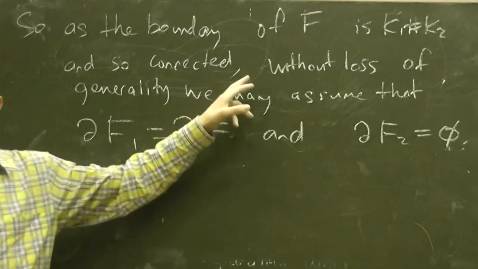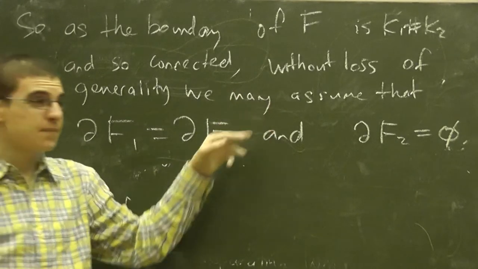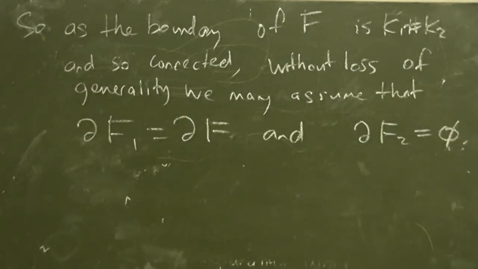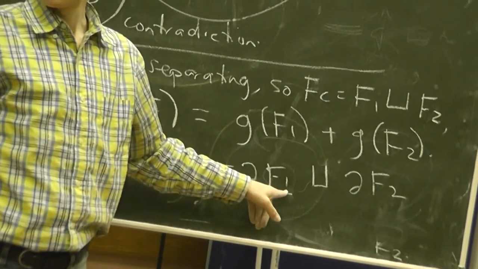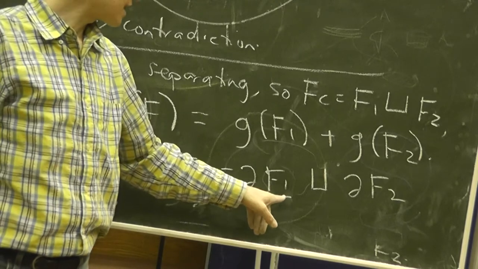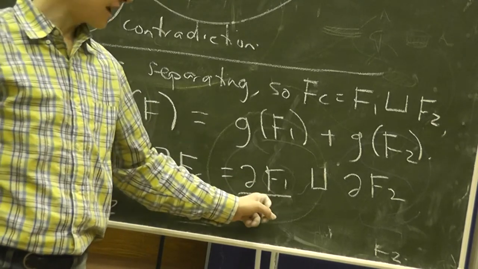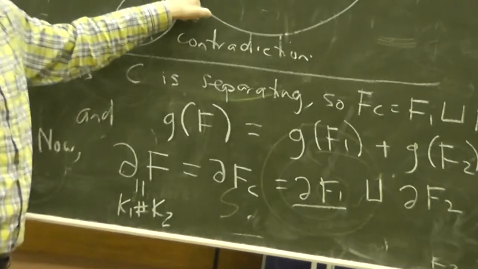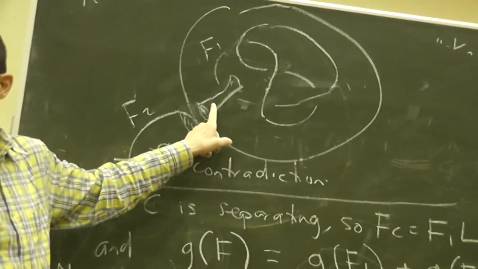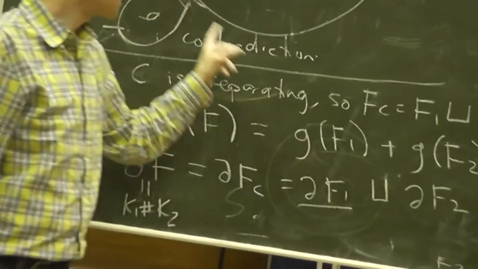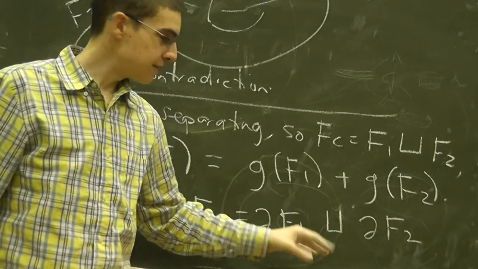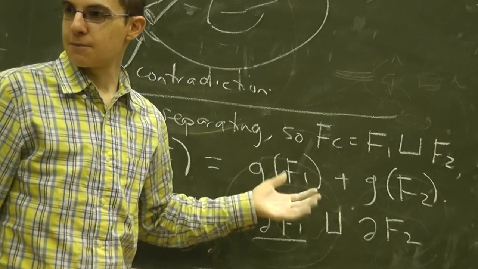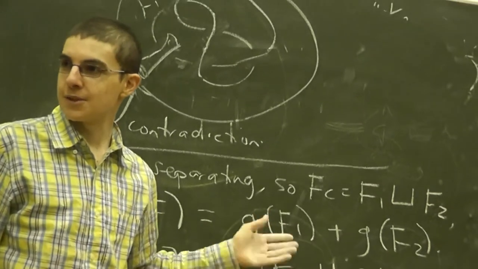By the way, when we say without loss of generality, all I mean is we've got two pieces, F1 and F2. This one has the same boundary as our Seifert surface, and this one is the one with the boundary. It just means that the one and the two isn't important. I'm just choosing either one or two. Let's say it's one.